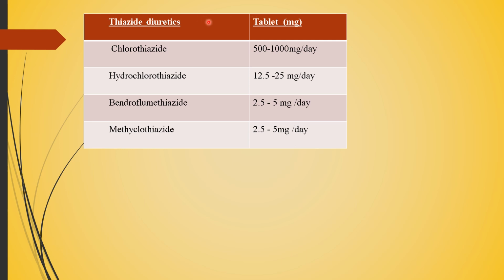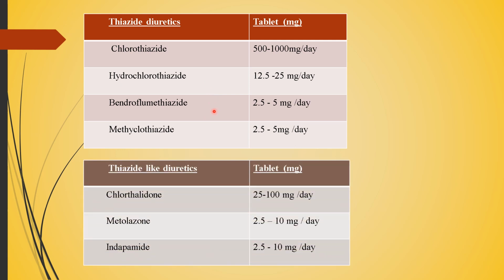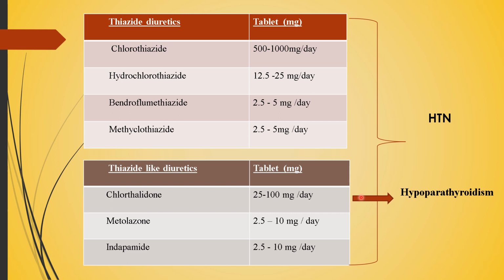Under thiazide diuretics, we have drugs like chlorothiazide, hydrochlorothiazide, bendroflumethiazide and methiclothiazide. Under thiazide-like diuretics, we have drugs like chlorthalidone, metolazone and indapamide. All these drugs are used for the treatment of hypertension. Chlorthalidone is recently approved for the treatment of hypoparathyroidism. Metolazone, when given with furosemide, enhances the action of furosemide.